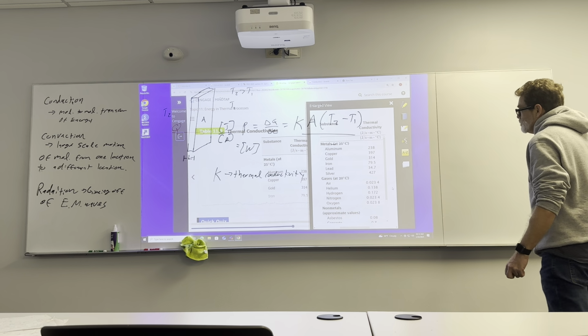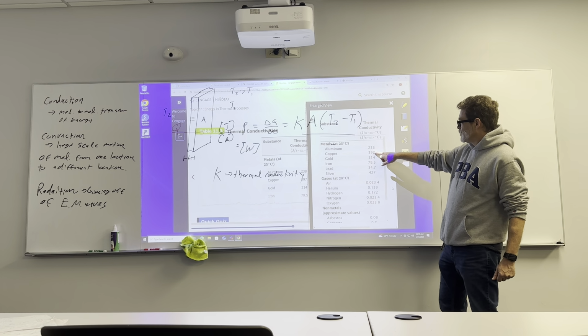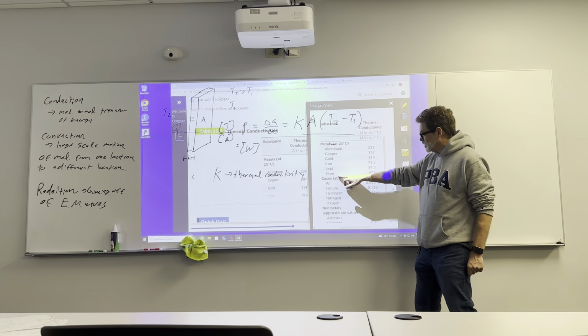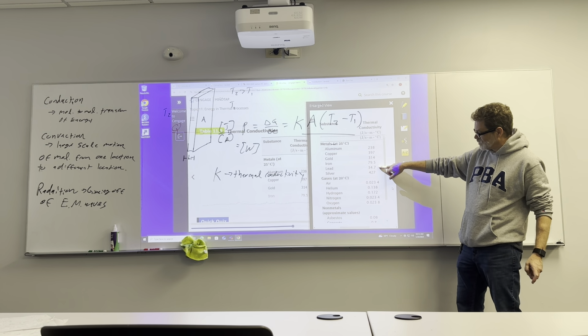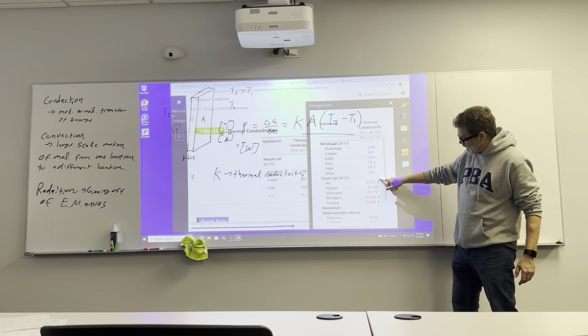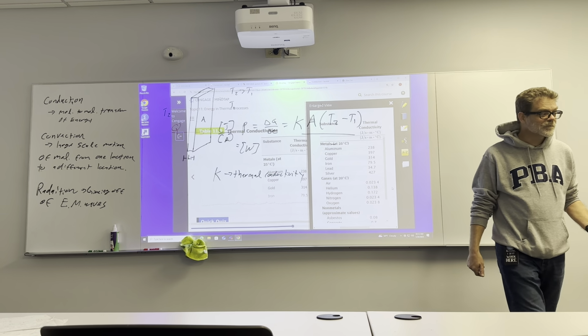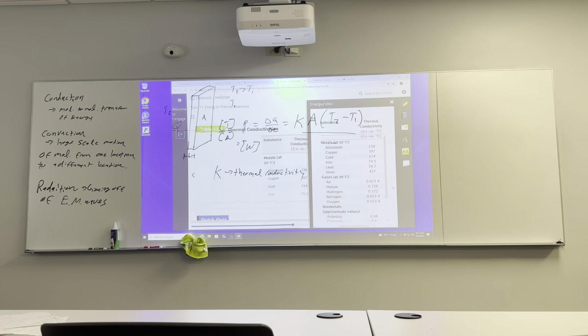You can see metals: aluminum, 238; copper, 397; silver, 427. Lead's pretty small for a metal, but it's 34. So these are metals. Now look at the gases. What do you notice? They're not conducting. Yeah, it's very small.